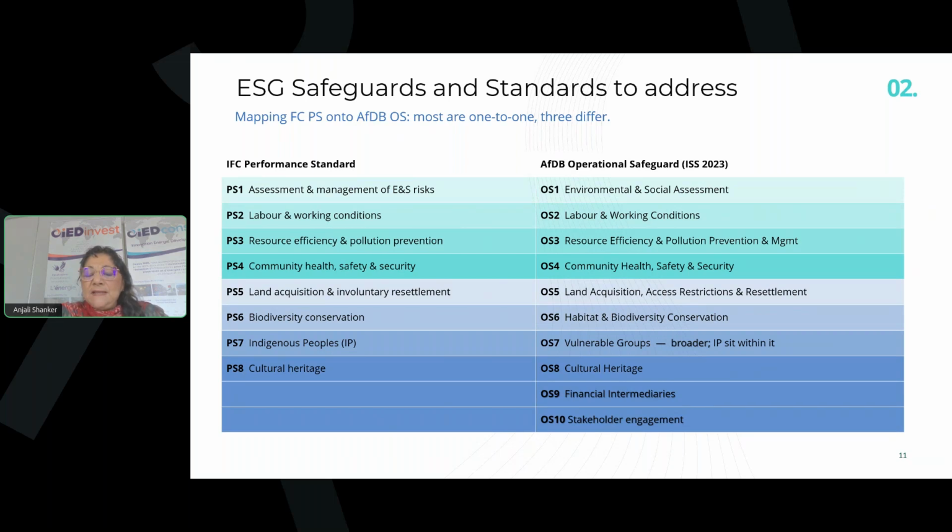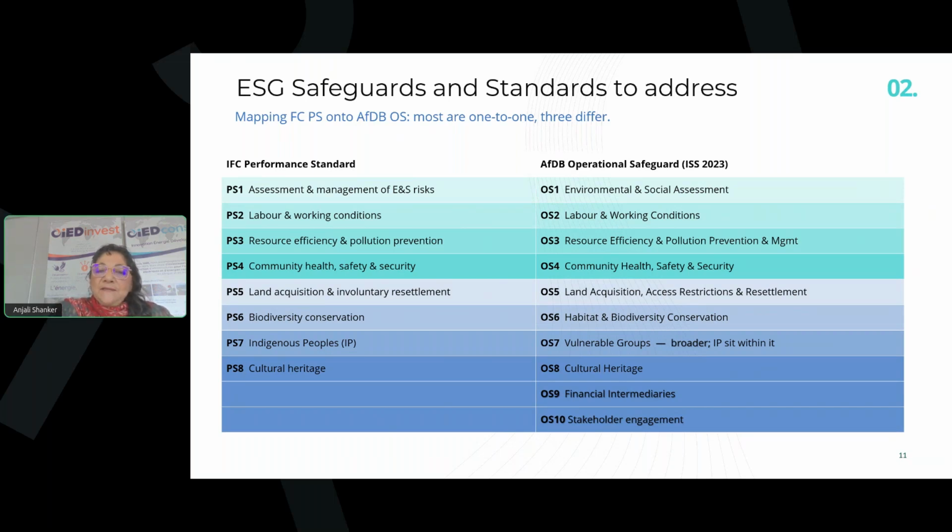There also is a specific operational standard in the African Development Bank for financial intermediaries. Otherwise, both cover risk assessment and management, labor working conditions, resource efficiency, community health, safety and security. And we'll see as we move towards implementation that these 4 standards absolutely converge with achieving the impact that we want to achieve and the sustainability we want to achieve within the mini-grid sector.